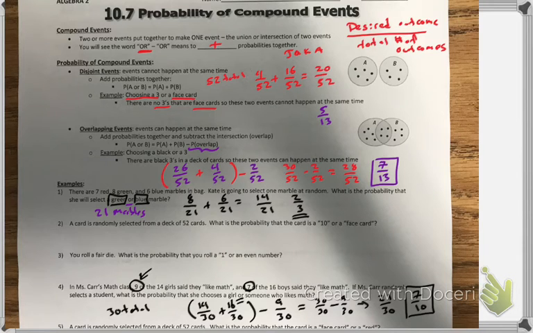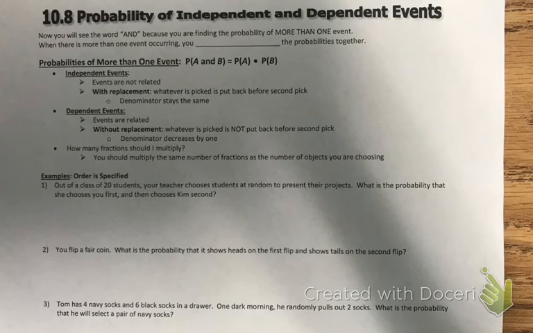Let's now look at independent and dependent events. Okay? So now with independent and dependent, we see the word and, because you're finding the probability of more than one event occurring, right? So when there is more than one event occurring, you are going to multiply the probabilities together. Okay? Luckily for us, we don't have to worry about any overlap so much right now.